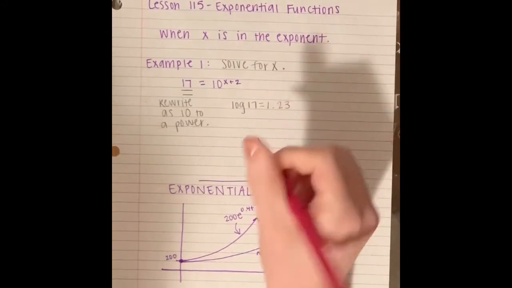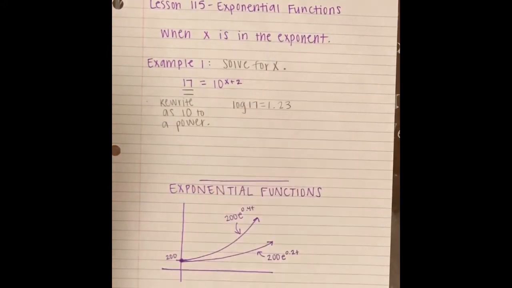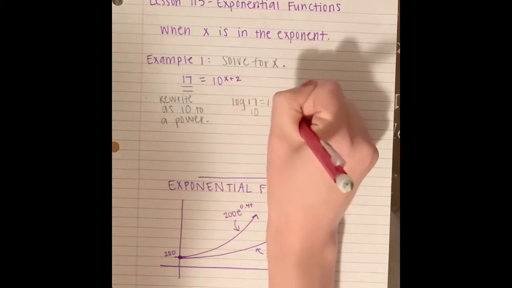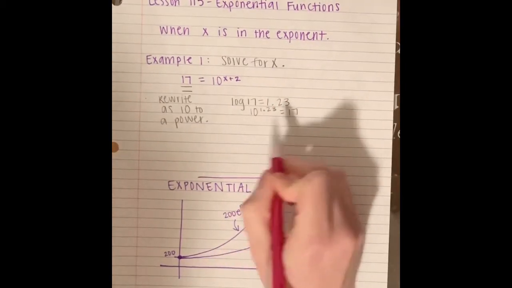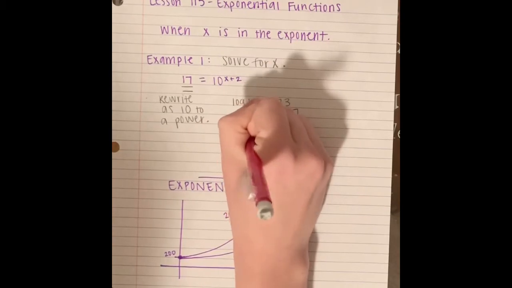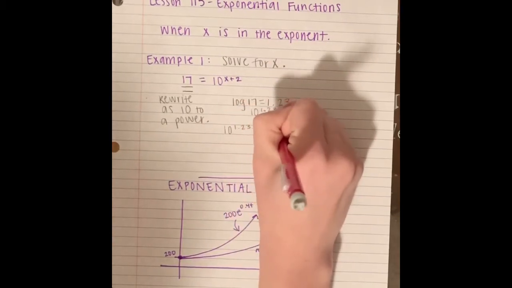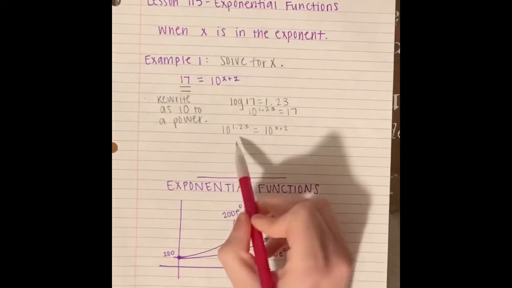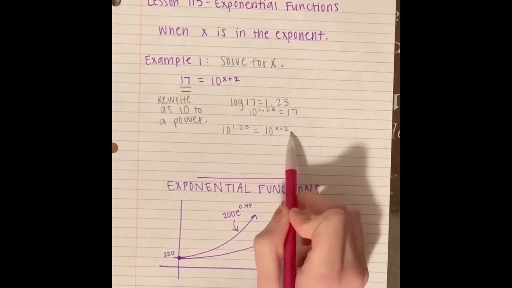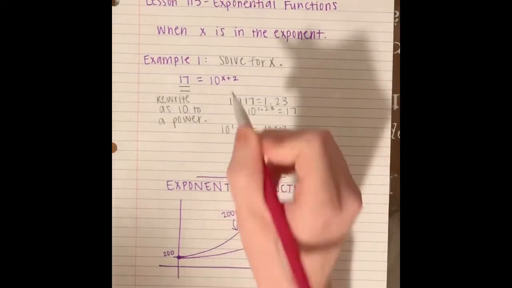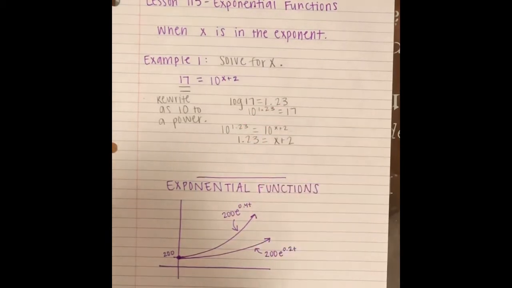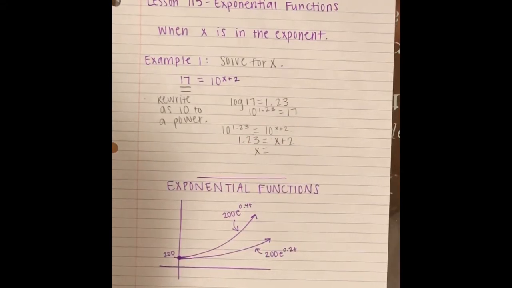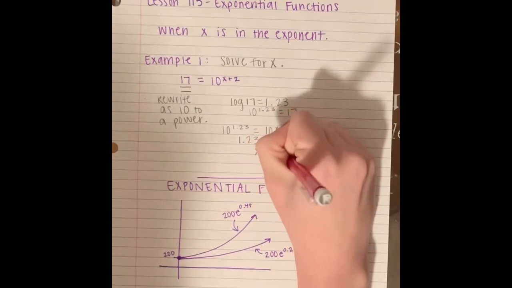If I rewrite that as an exponential, my base is 10. When I don't have a base, my base is 10. 10 to the 1.23 equals 17. So instead of 17 up here, I could write 10 to the 1.23 equals 10 to the x plus 2. Well, if 10 to that power equals 10 to the x plus 2, then that means these exponents have to be equal. So I can just drop the 10s and have 1.23 equals x plus 2. So my x would have to be 1.23 minus 2, which is going to be negative 0.77.